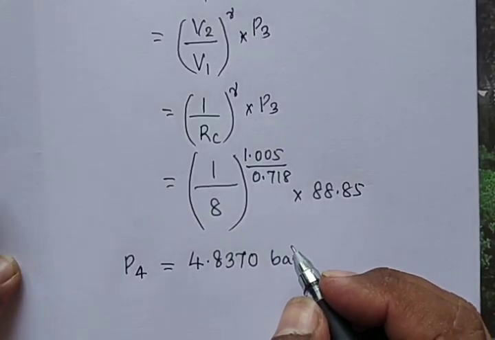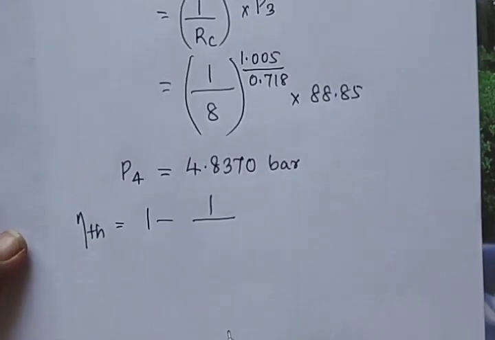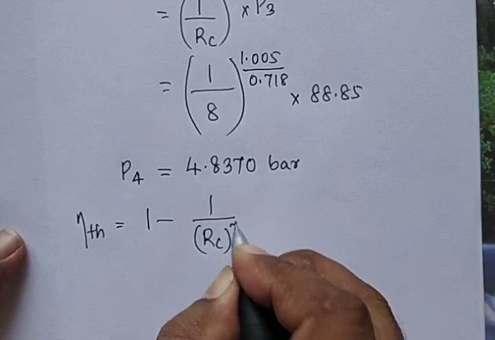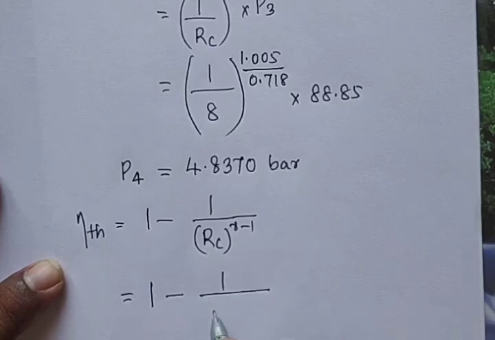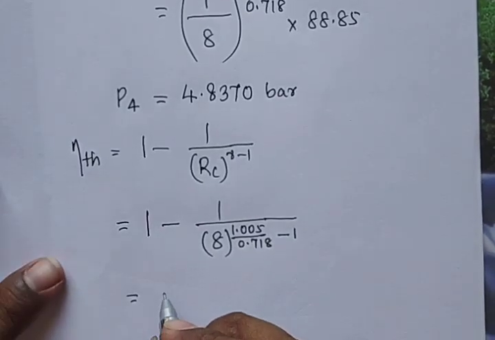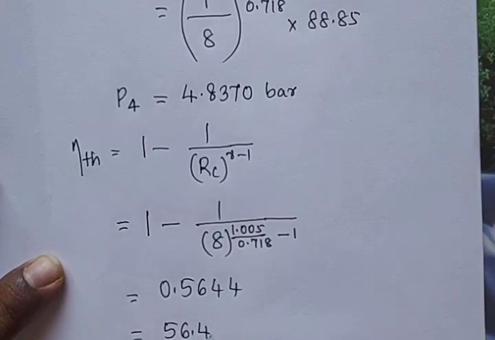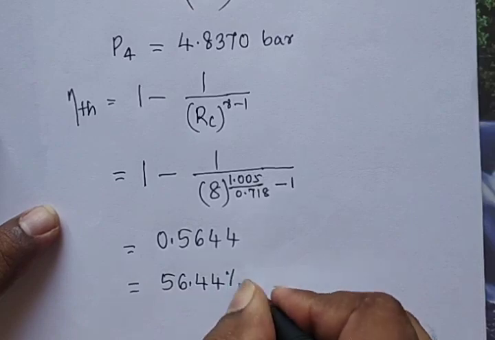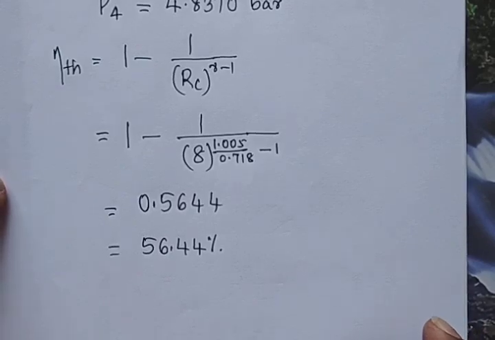After finding out the value of P4, let us find out the efficiency. That is, the thermal efficiency of the cycle is 1 minus 1 by Rc to the power gamma minus 1, which fetches me the value of thermal efficiency. That is 1 minus 1 by Rc is 8 whole raised to 1.005 divided by 0.718 minus 1. So you get the answer as 0.5644, that is 56.44% is the efficiency of the cycle. So once you find out the efficiency, next find out mean effective pressure.